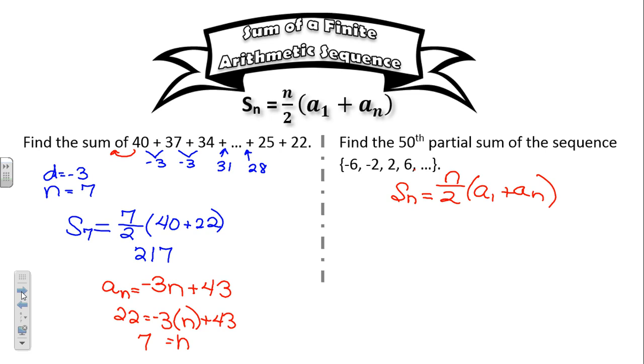Okay, so we want the sum of 50 terms, right? So let's plug things in. We want the sum of 50. We know we have 50 terms. We're dividing it by 2. Do we have our first term? Do we know our last term? No. So we have 2 variables here. We can't do anything about it yet. So what can we do?